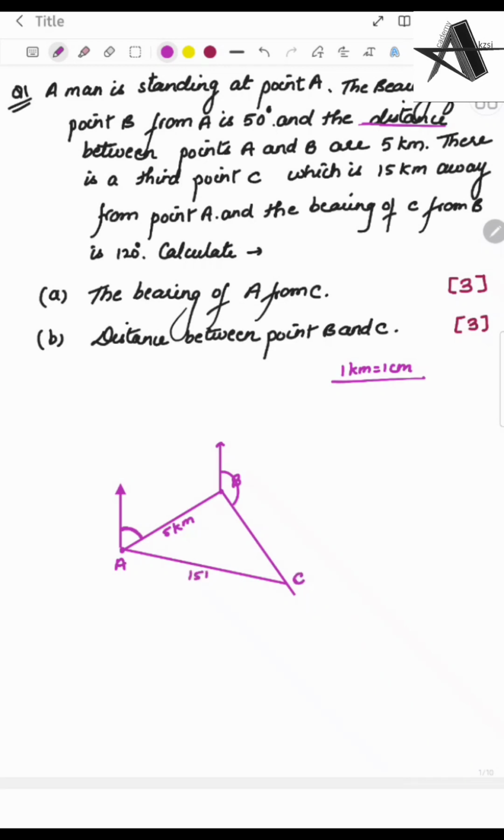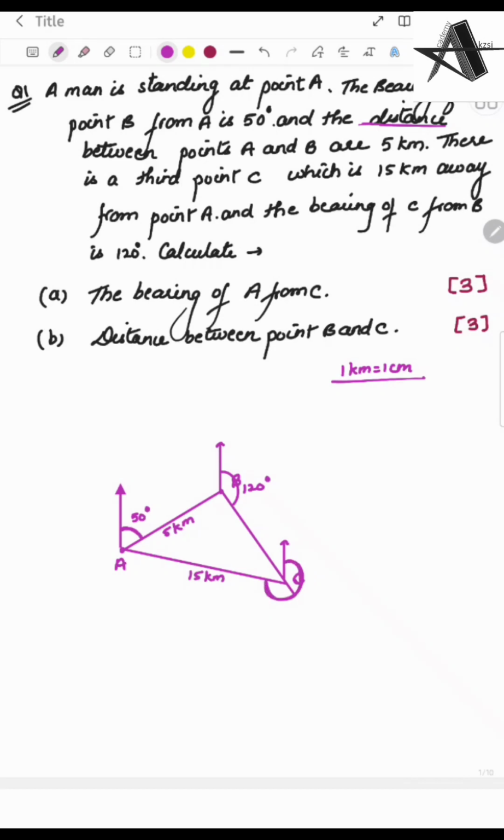So this is 15 kilometers. This is 120 degrees. And what else do we have? That's all. This is 50 degrees. Now we need to calculate the bearing of A from C. Bearing of A from C means at C I have to draw a line pointing towards north, and then draw the line till I reach A. This whole angle they are asking.